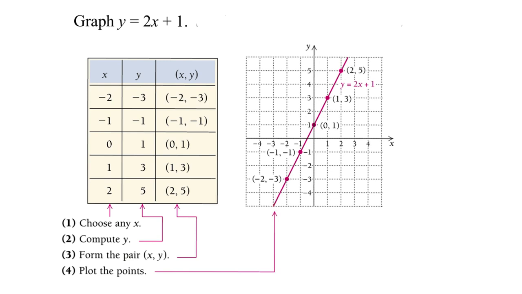Now join all these points and draw a line, and don't forget to put arrows. And this is the line y equals 2x plus 1.